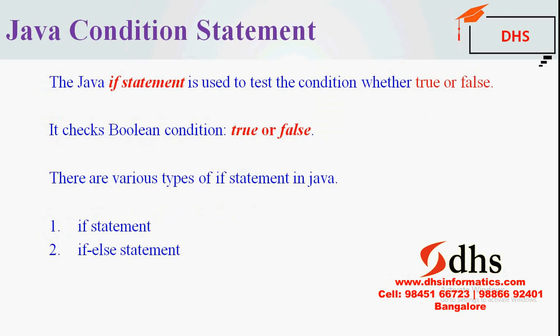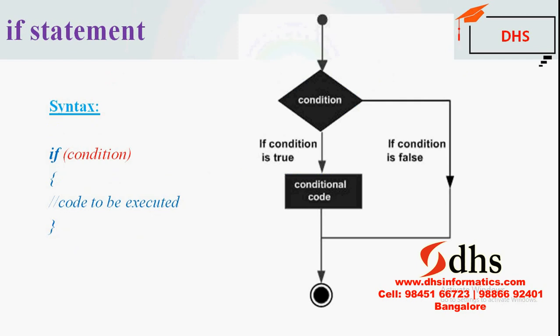Next we have Java conditional statements. The Java if statement is used to test a condition, whether true or false. It checks a boolean condition. There are various types of if statements: the if statement, the if else statement, and the if else if nested statement. Now first we'll study the if statement. If some condition I have given is true, it will execute the code inside that if body. If that condition is false, it will come out of that body.